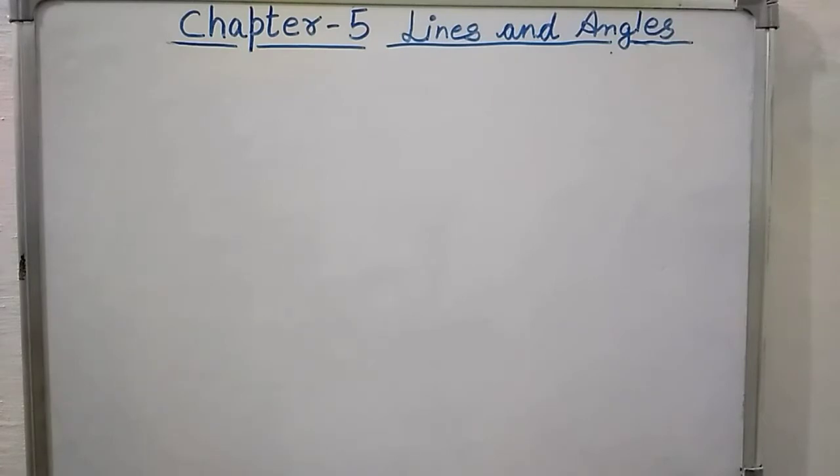In this chapter, we are going to learn different angles like complementary angles, supplementary angles, adjacent angles, vertically opposite angles, linear pairs. Then we will learn about lines, intersecting lines, transversal of line, angles made by transversal, parallel lines, and transversal of parallel lines.